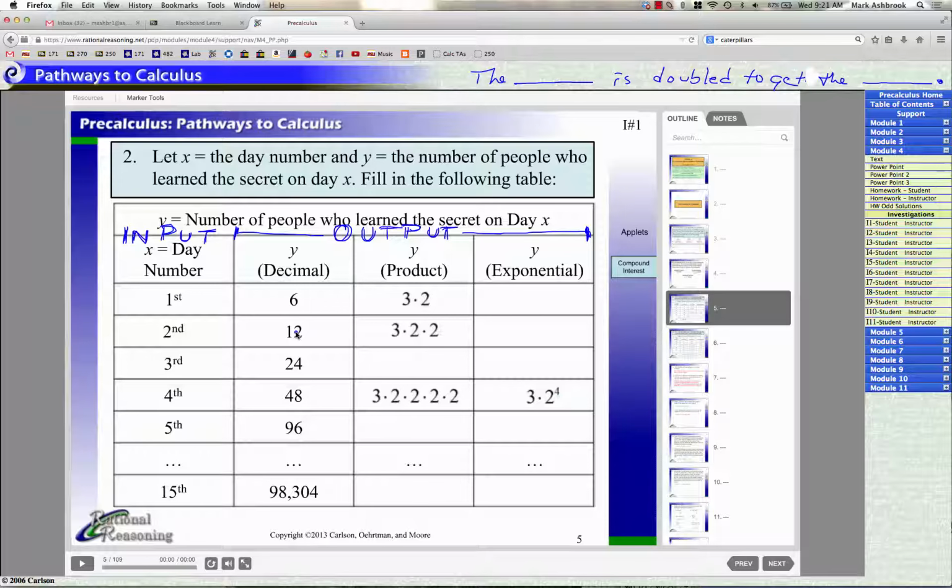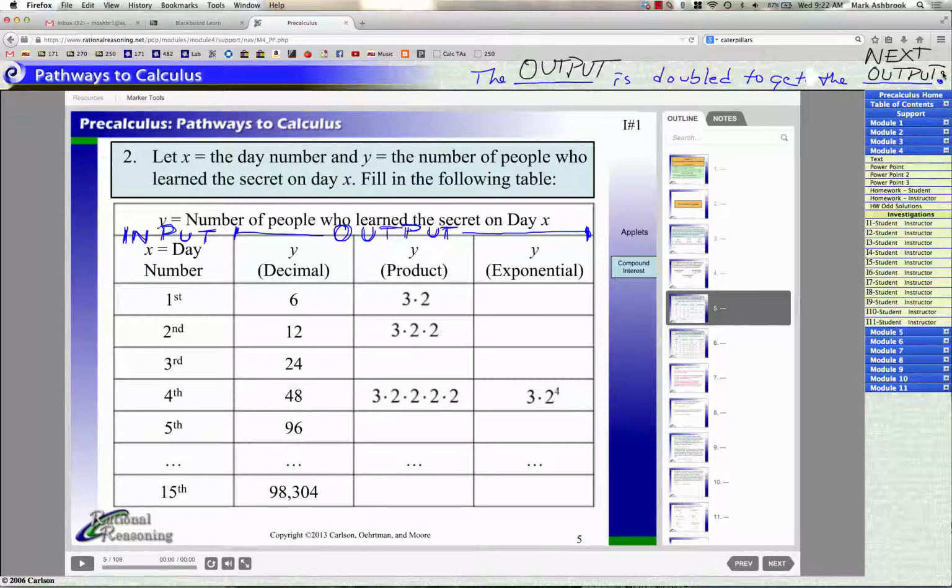So what is it? What's getting doubled to get what? She said the previous output is doubled to get the new output. Hopefully you see that. That's what's happening. You multiply it by 2 to get the next output. This is key. The output is doubled to get the next output, or the previous output is doubled to get the current output, whatever you want to say.